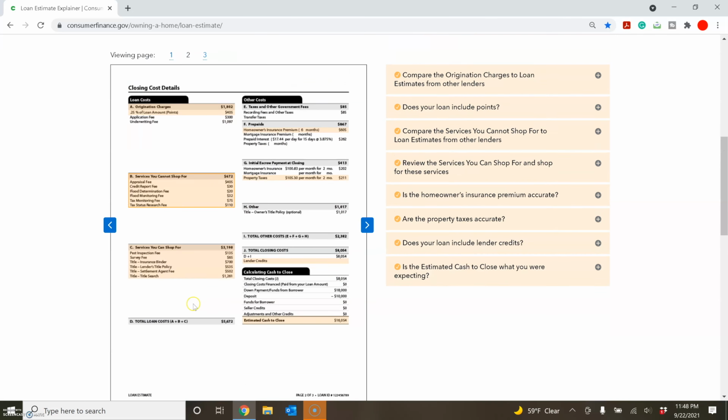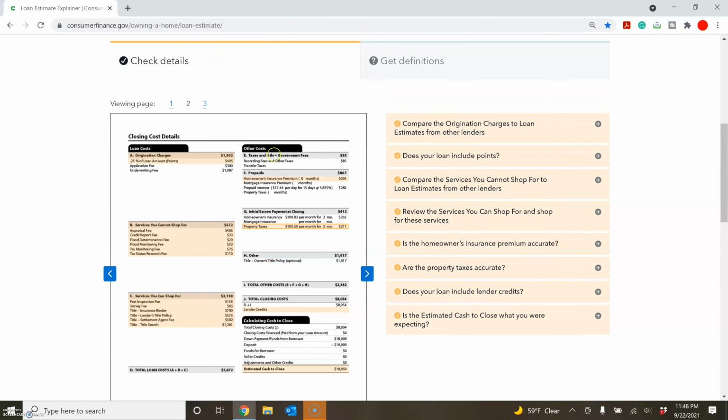Okay, so here you have your government taxes and your government fees. These are typically the same regardless because it depends on where you live. Your prepaids: homeowner's insurance premium and your prepaid interest. Your mortgage insurance, if you did not want to finance it, would go here and you just pay it as part of your closing costs.